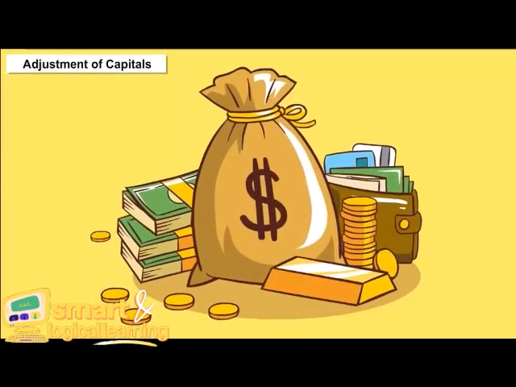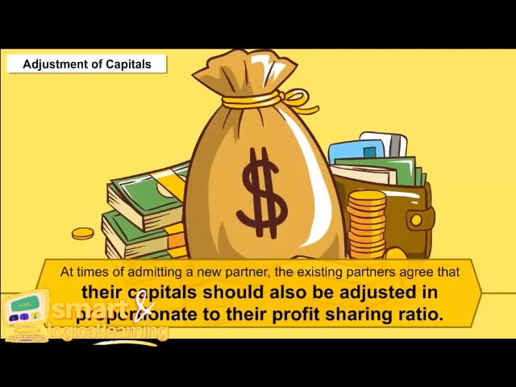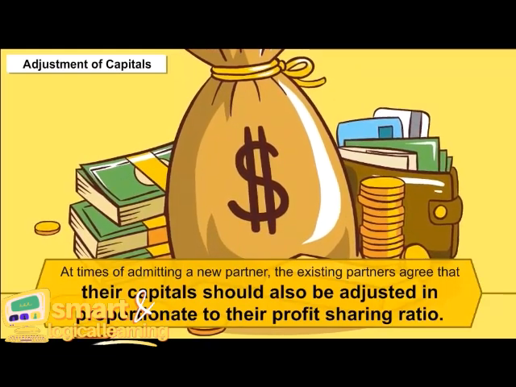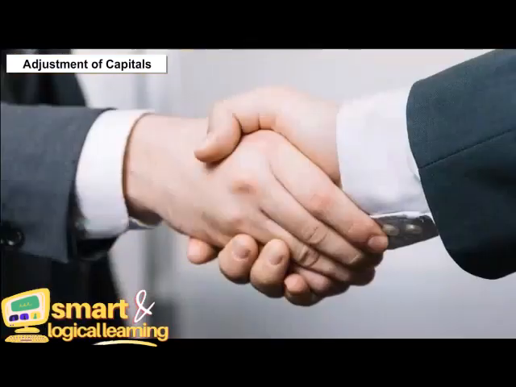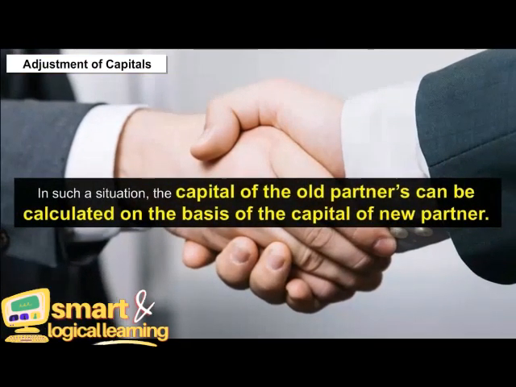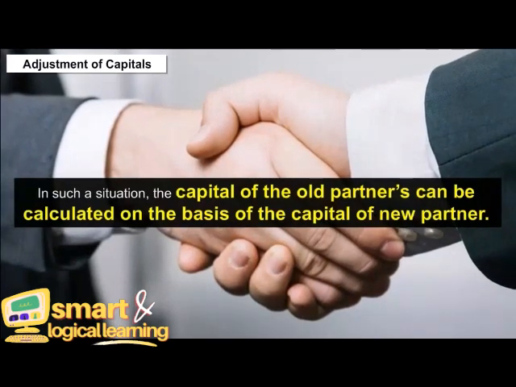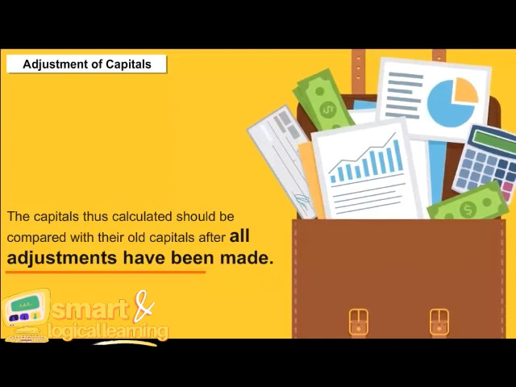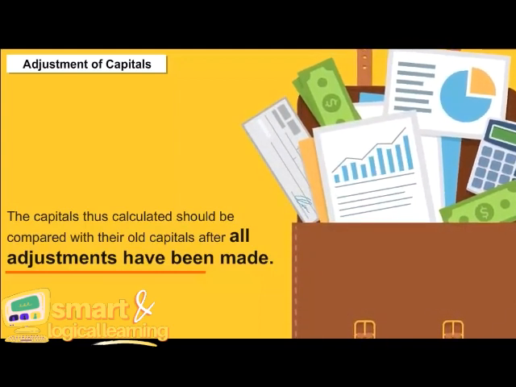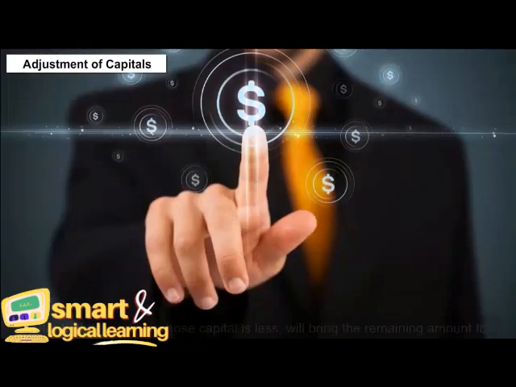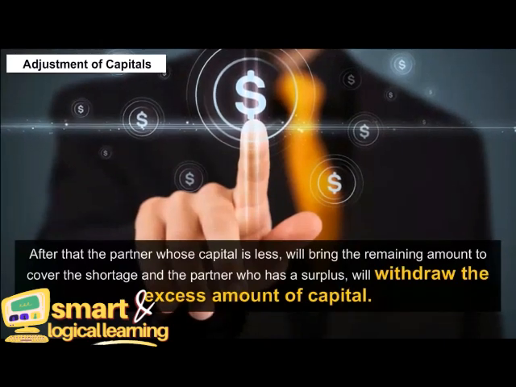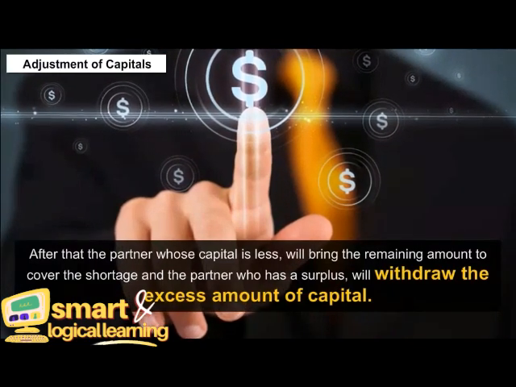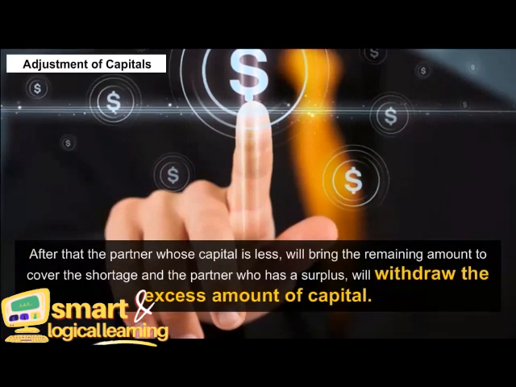Adjustment of capitals. At times of admitting a new partner, the existing partners agree that their capitals should also be adjusted in proportion to their profit-sharing ratio. In such a situation, the capital of the old partners can be calculated on the basis of the capital of the new partner. The capitals thus calculated should be compared with their old capitals after all adjustments have been made. After that, the partner whose capital is less will bring the remaining amount to cover the shortage, and the partner who has a surplus will withdraw the excess amount of capital.